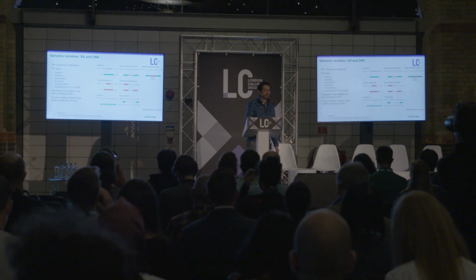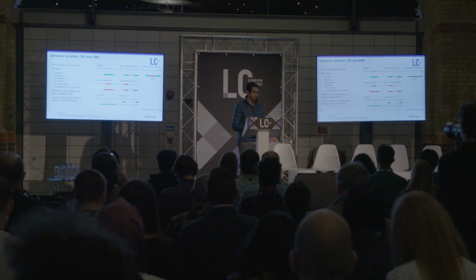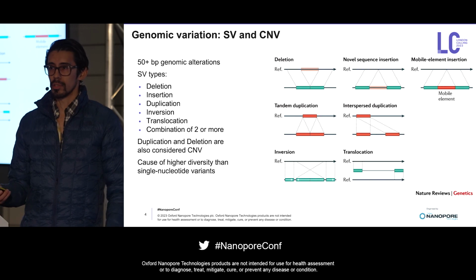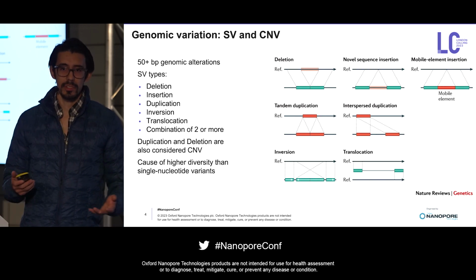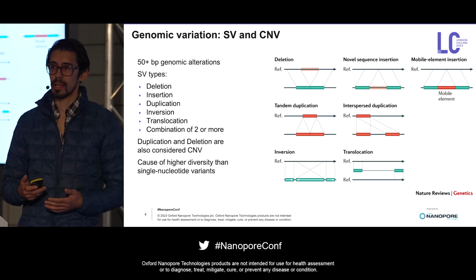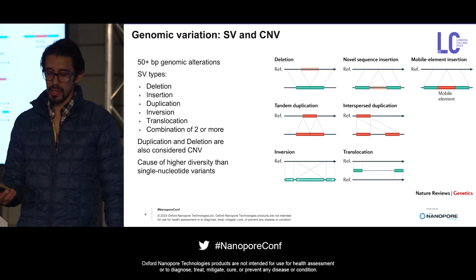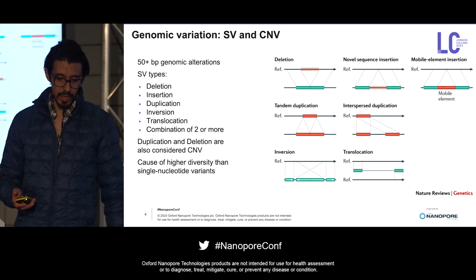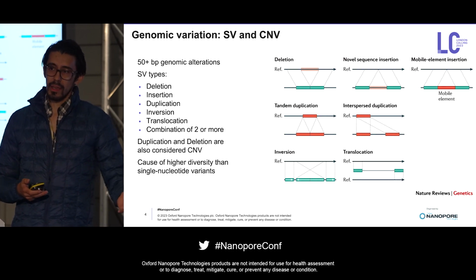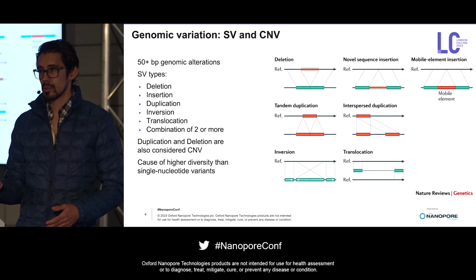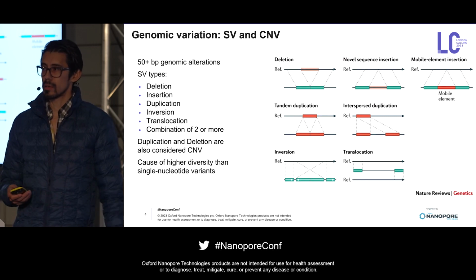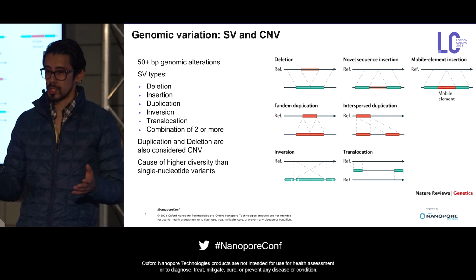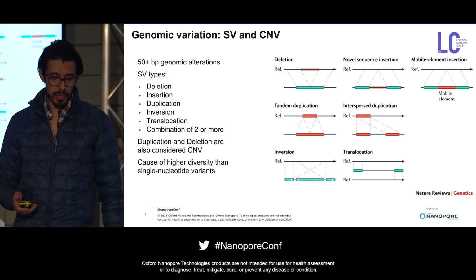Structural variants are genomic alterations of roughly 50 base pairs or longer, and they fall into 5 basic categories: insertions, deletions, inversions, duplications, and translocations. In many cases, there are complex rearrangements that are a combination of 2 or more of these. For my talk, duplications and deletions will also be counted as copy number variations, since they will affect the copy number status of a gene locus or genomic loci.